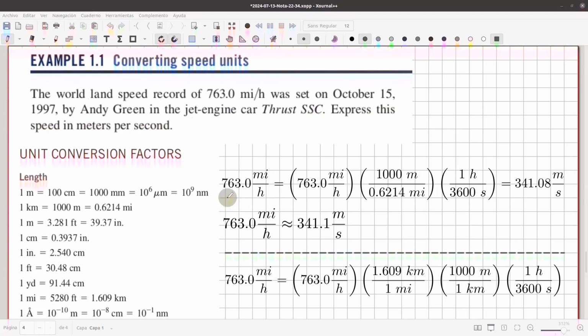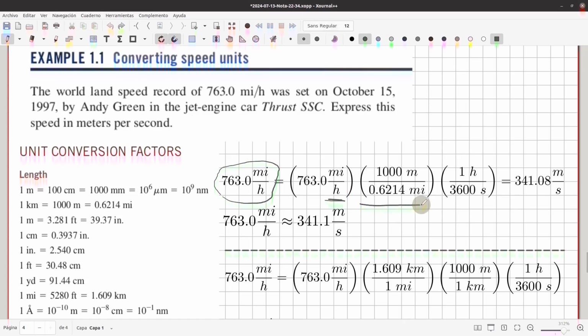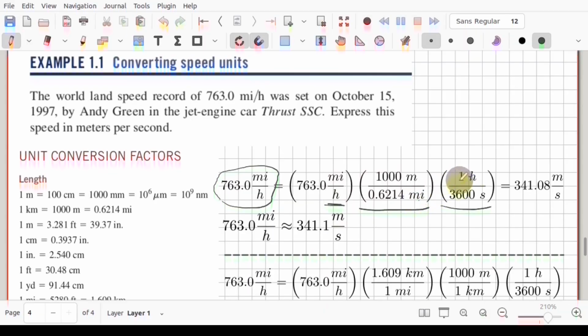To solve this problem, we first write down the value we want to convert. This value is equal to the same number with its original units, multiplied by fractions that allow us to cancel the unwanted units and introduce the desired ones. The units we want to eliminate must be in the opposite position, numerator or denominator, in the conversion fractions compared to their position in the original units.